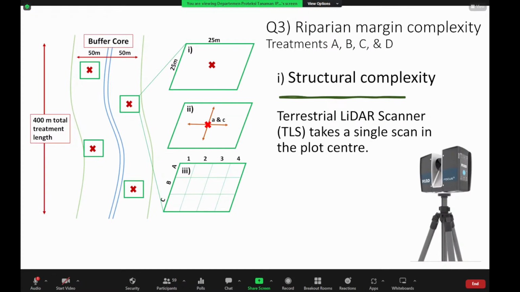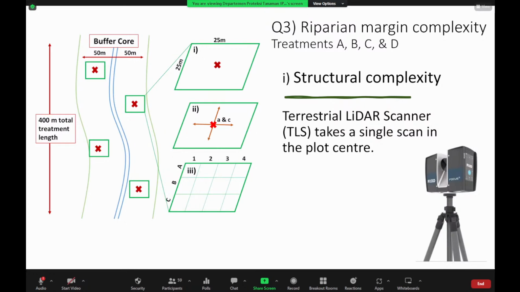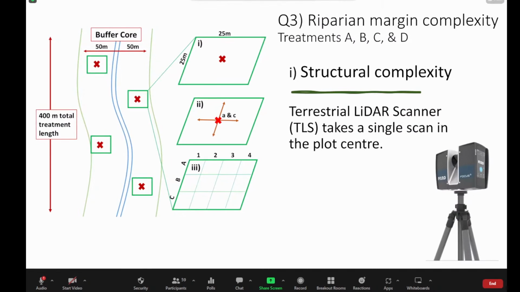It takes a 360 scan of all the surrounding vegetation, and then it creates an XYZ file that you can process in R software and get a stand structural complexity index. And once I've done that, I'm going to compare the different restoration vegetation that's been restored in just 5 years.